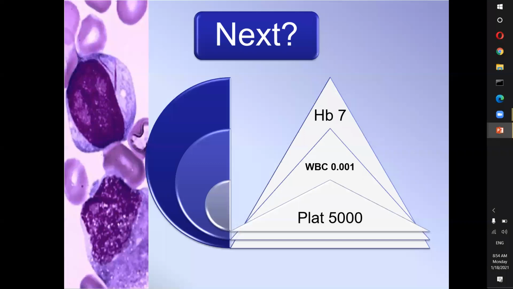The HbS7, the total white BC after chemotherapy, and the platelet is 5,000. We have anemia, and we have a severe thrombocytopenia, 3 elements suppressed by chemotherapy.